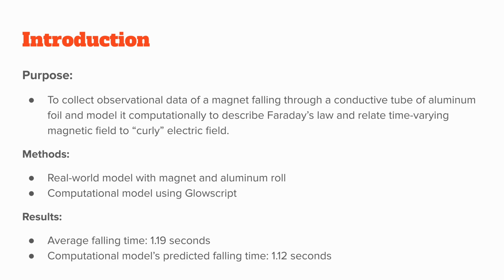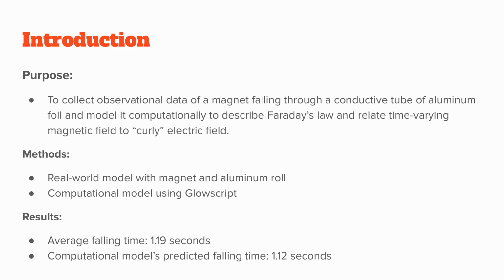For this lab, my method was to first complete a real-world experiment with a magnet and roll of foil, and to then create a computational model to simulate the experiment. The results of this lab showed that the average falling time for the in-person experiment was 1.19 seconds, while the computational model's predicted falling time was 1.12 seconds.